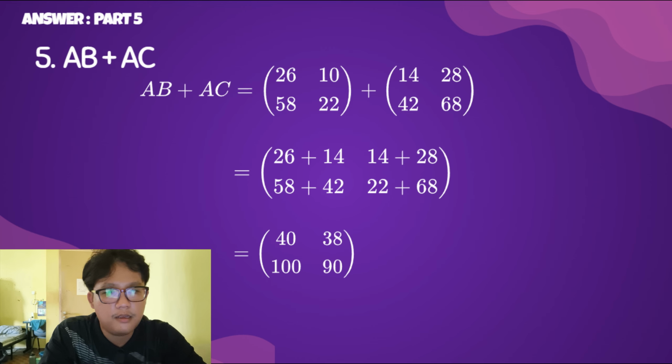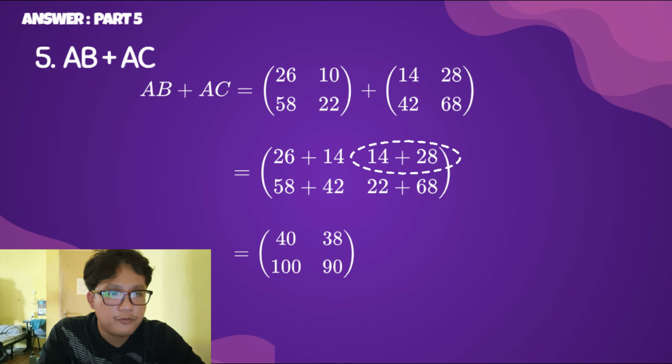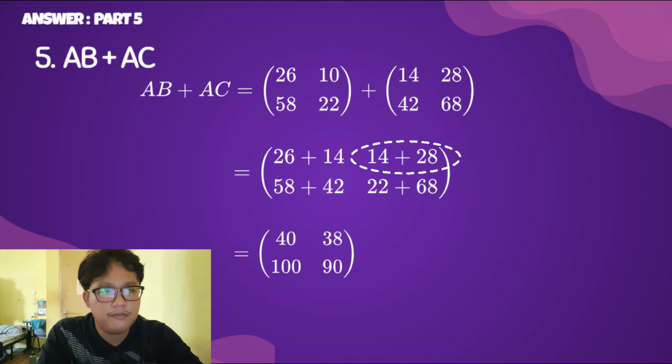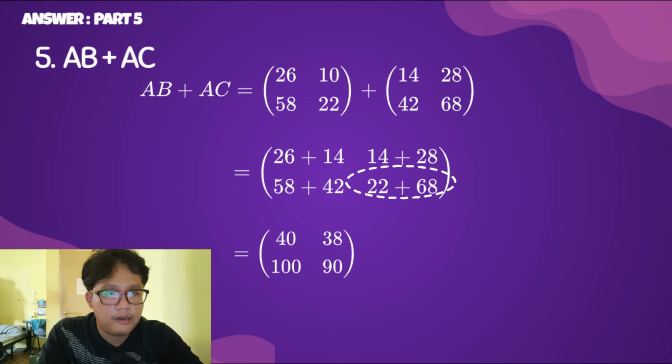We should do the plus. As we can see, for example, in this row we follow 26 plus 40, and then 10 will be plus 28. After that, in the other row, 58 we plus with 42, and then 22 we will plus with 68. Then after we do the calculation, we get the answer.